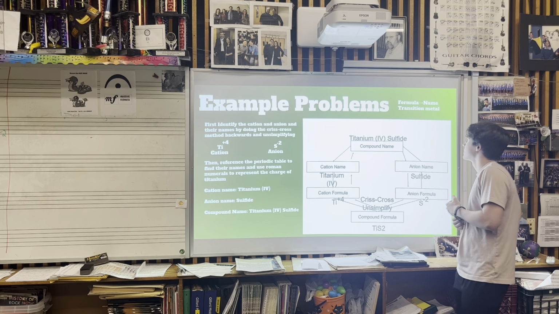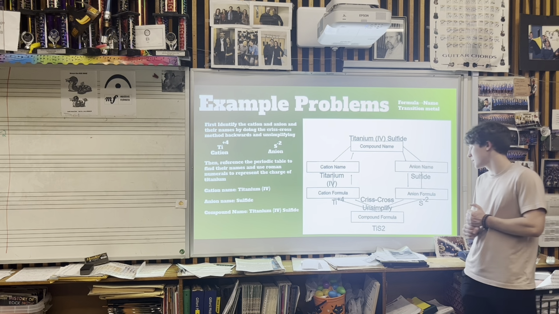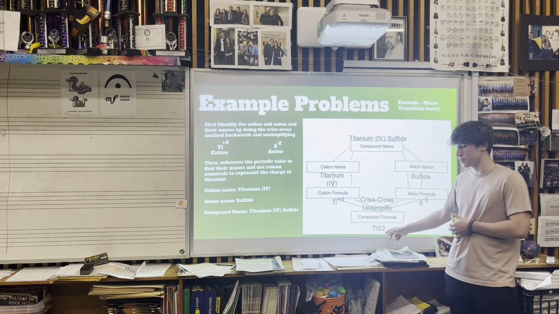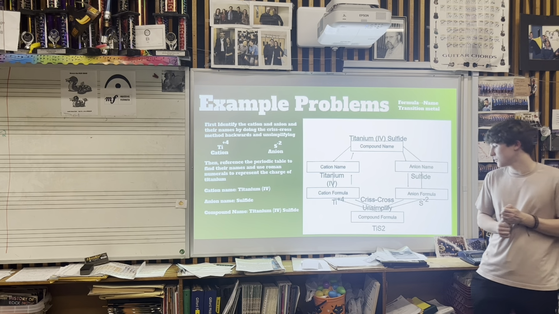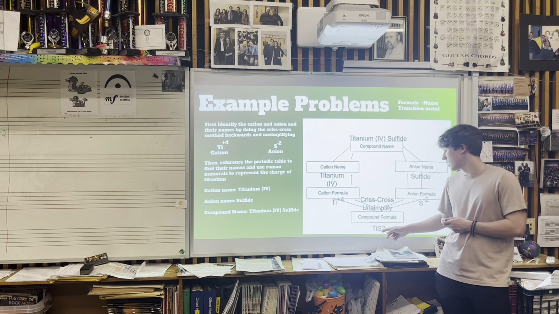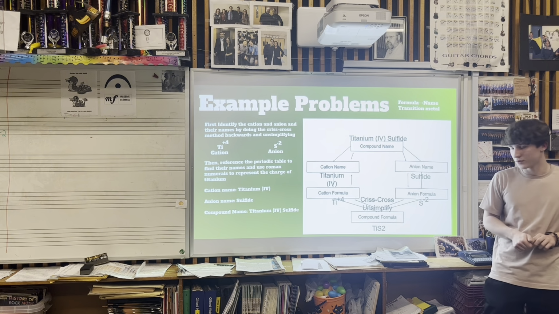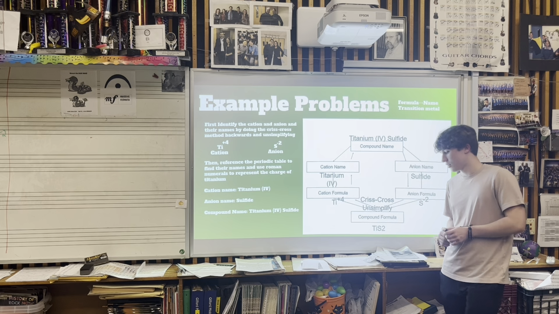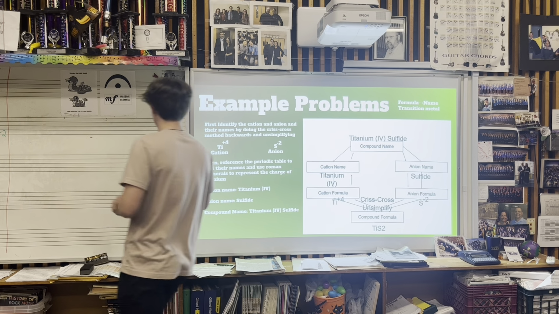And then here, one more example. Going from the formula to the name this time, we have TiS2. This one's a little harder because when you look at the periodic table, you know that sulfide has a charge of -2, and that titanium can have multiple different charges. But once you work backwards, you can figure it out.